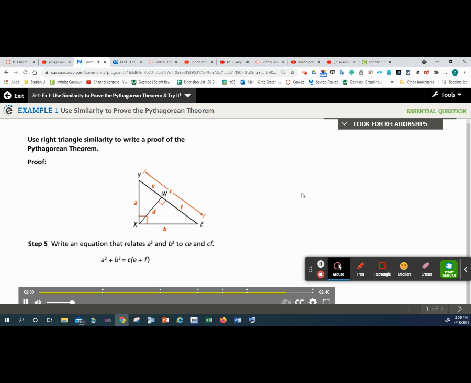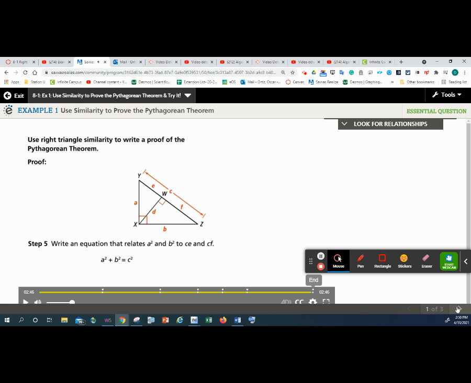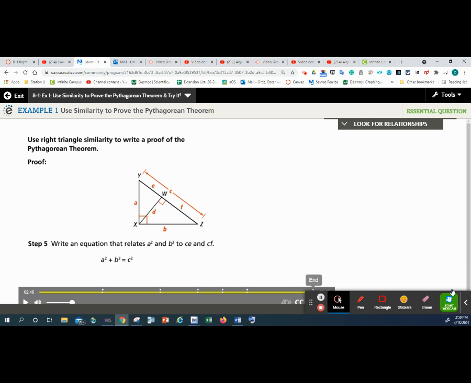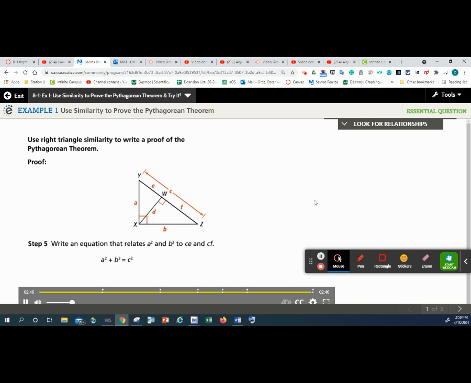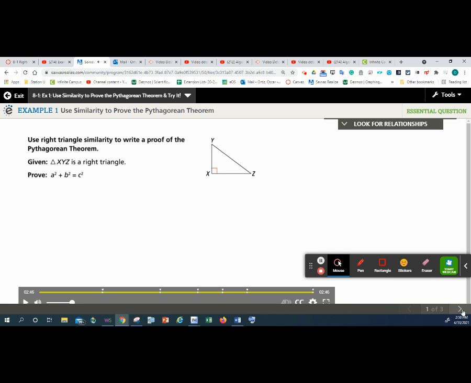Now, start simplifying the equation by factoring. Then recall that E plus F is equal to C. So A squared plus B squared equals C squared. Therefore, the Pythagorean theorem has been proven. There are many other proofs of this result, and I invite you to search the web for those.